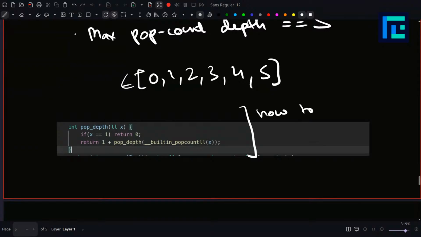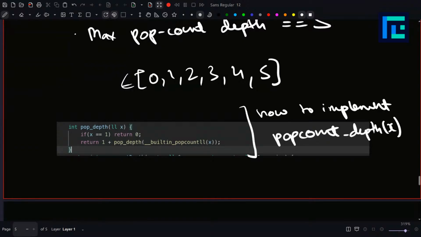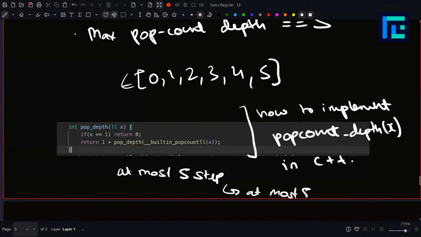How to implement the pop count depth function, which will calculate the pop count depth for some given number, in C++. And in any language, it will be very similar. You just need whatever function for pop count over here, this part. That's it. And this will take at most 5 recursion steps to give the answer. And the answer will also be at most 5.